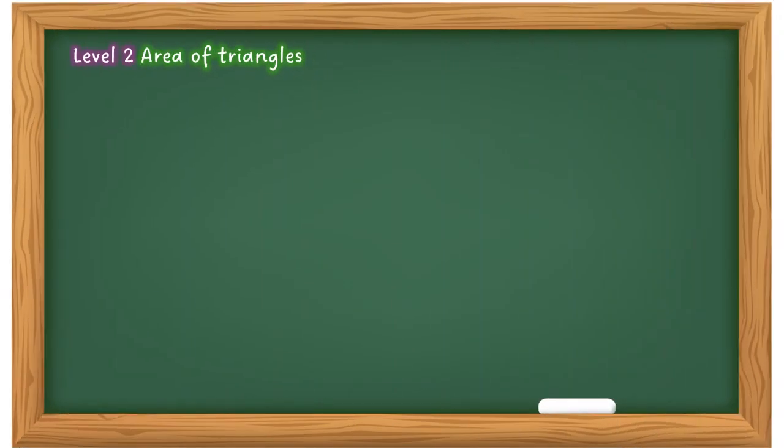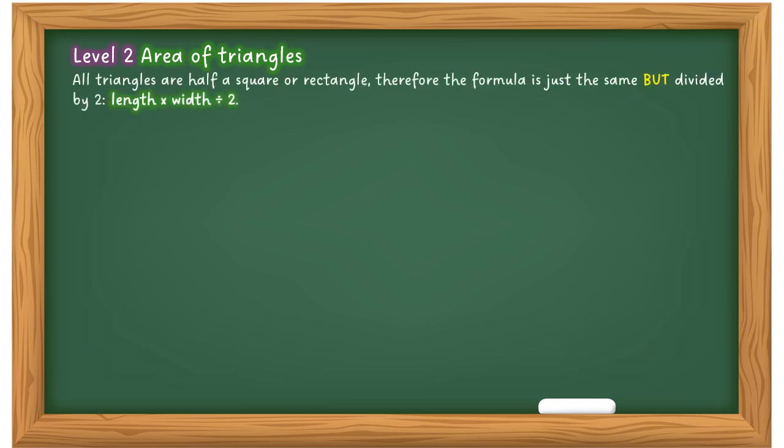Let's look at the areas of a triangle. Now, all triangles are half a square or half a rectangle. Therefore, the formula is just the same, but divided by 2. So you can see there the formula is not changed. It's length times width, but this time you divide it by 2 because all triangles are half a square or half a rectangle.